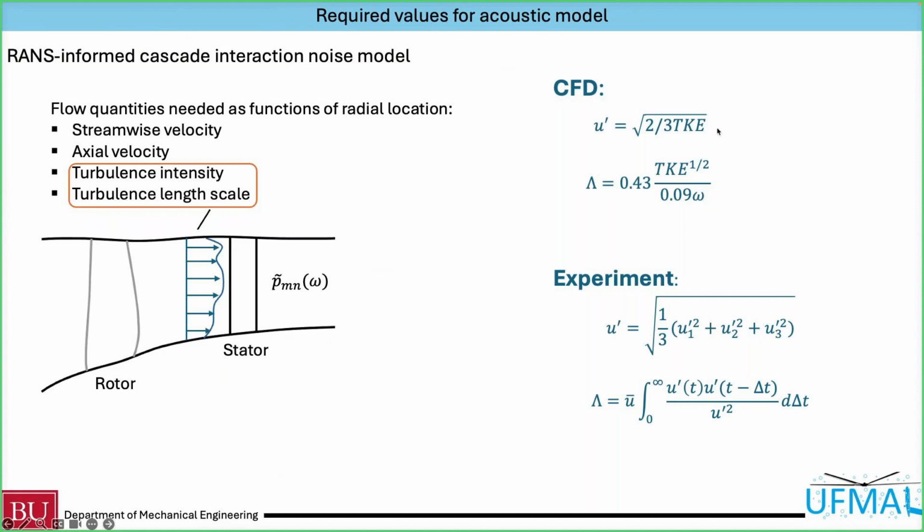For the CFD, the turbulence intensity, or u prime, is found by assuming isotropic turbulence. The turbulence length scale, which I call lambda here, is found using Pope's formula relating the turbulence kinetic energy and turbulence dissipation rate. This was tested in our previous work and found to work very well in most cases. In the experiment, the intensity is found from the hot-wire velocity, and the length scale lambda is found using the time correlation, assuming that the turbulence is frozen.